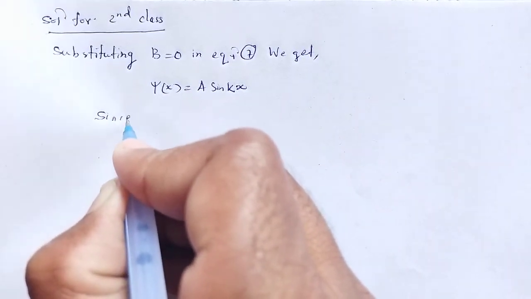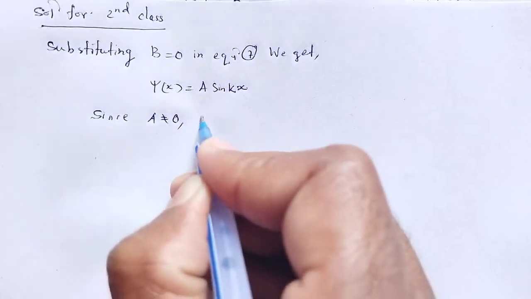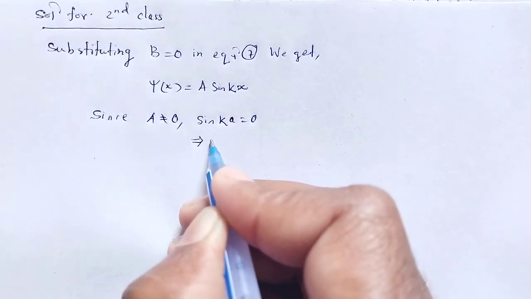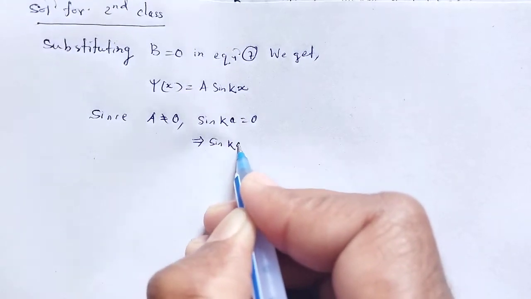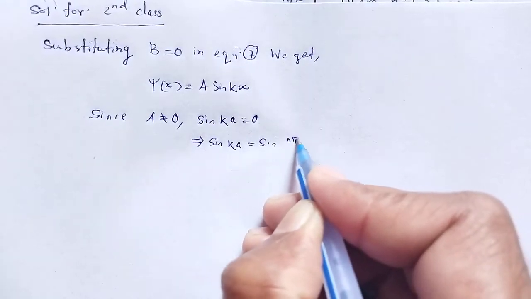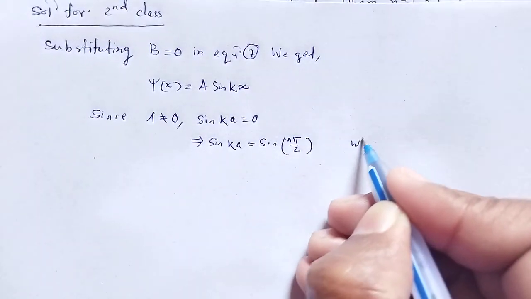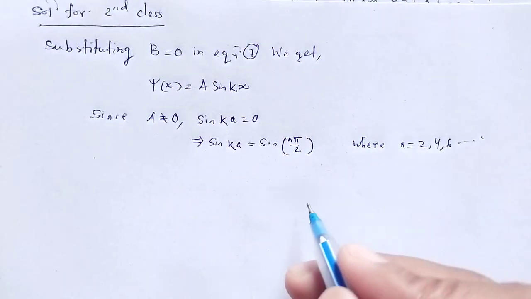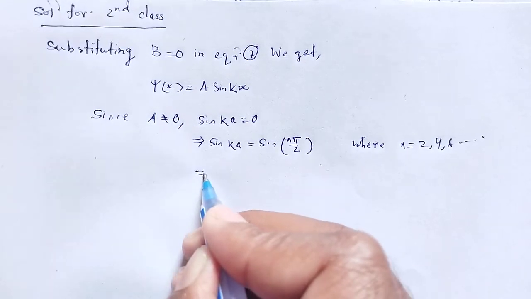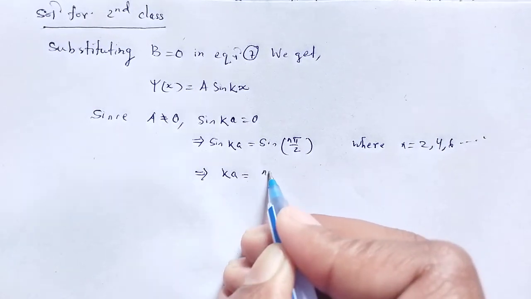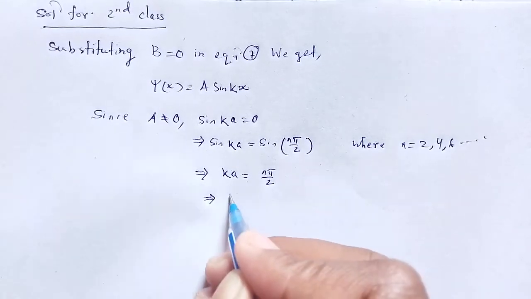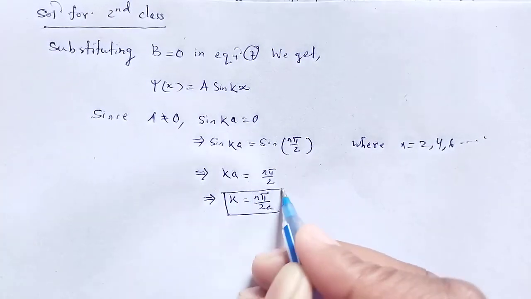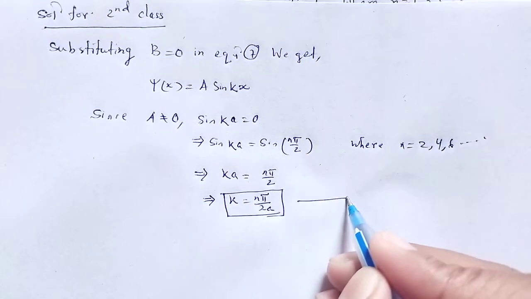Since a is not equal to 0, sin ka is equal to 0, which implies, by the general solution, sin ka is equal to sin n pi by 2, where n stands for 2, 4, 6 and so on. Which implies ka is equal to n pi by 2, that is k is equal to n pi by 2a.